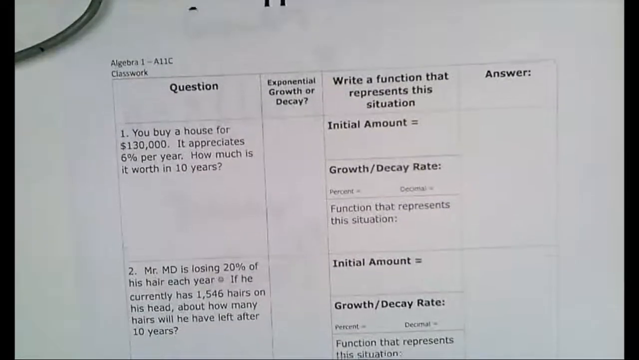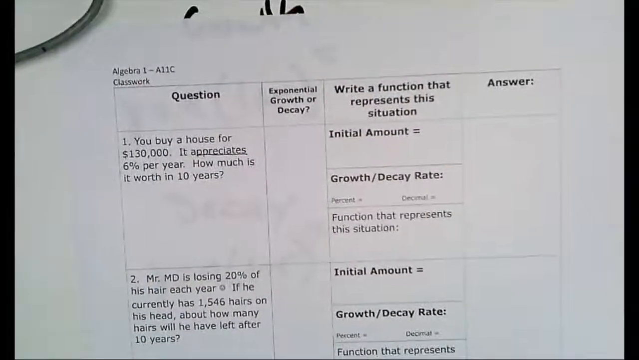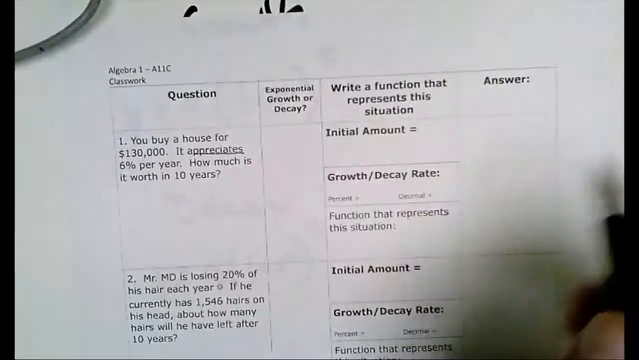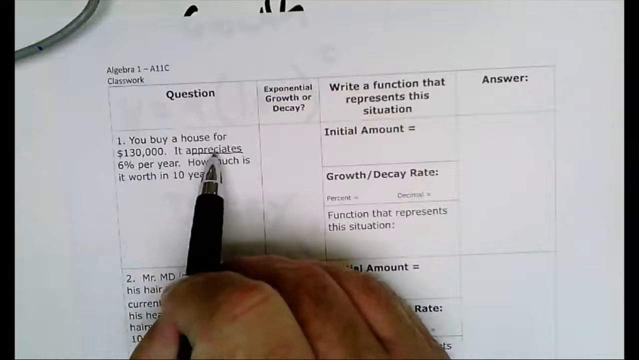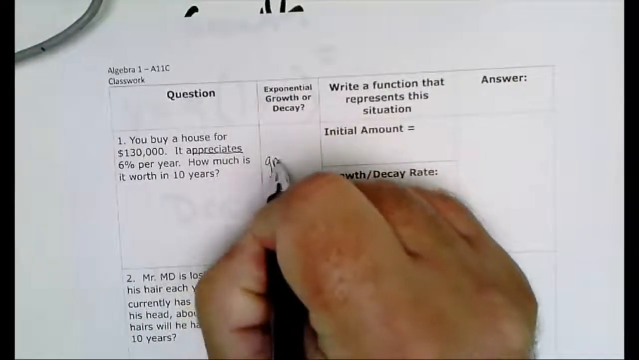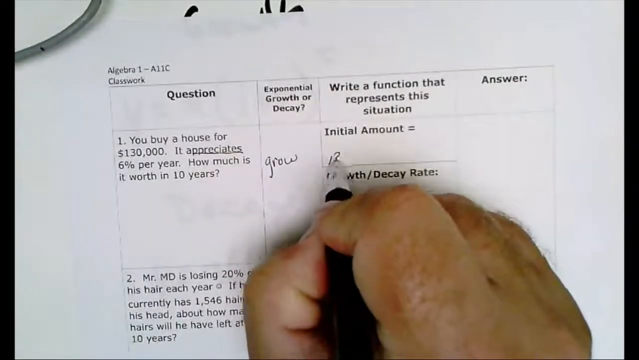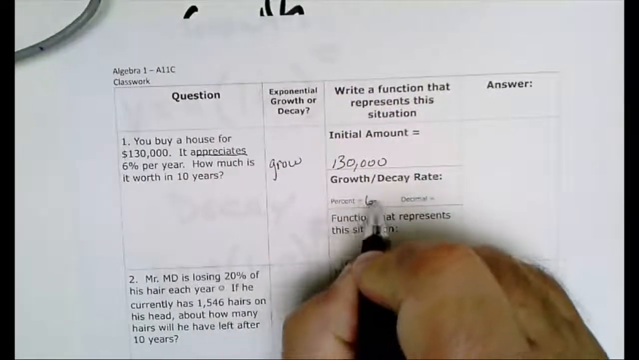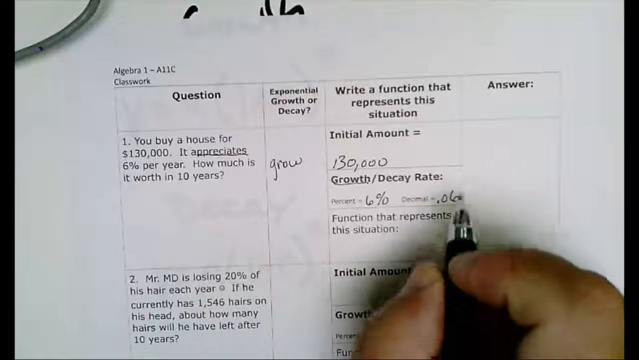So our first situation is if you buy a house and it appreciates 6% a year, how much is it worth in 10 years? So we're going to fill in these boxes as we go and then write our function and solve it. So first thing we need to figure out, is this growth or decay? Well, we're told by this word appreciate. So this word appreciate means we're going to grow. So what is the initial amount of our house? The initial amount of our house is $130,000. Okay? And the growth rate is 6%. And that decimal, remember, 2 places, is 0.06.